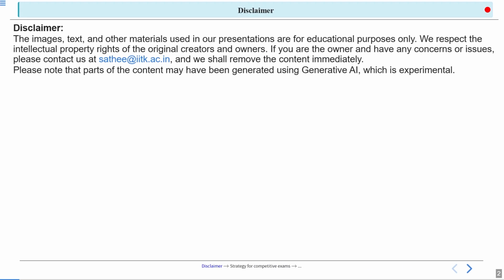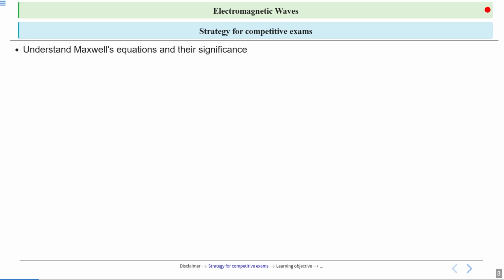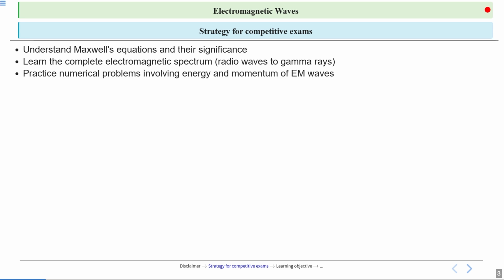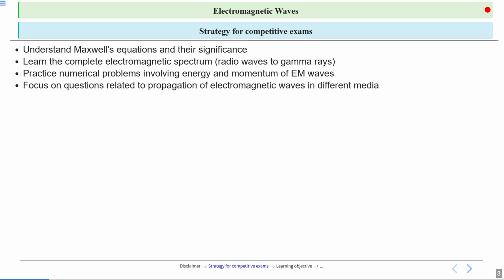So, this is the disclaimer. Strategy for competitive exams for this chapter, electromagnetic waves: you have to understand Maxwell's equations and their significance. Learn the complete electromagnetic spectrum, radio waves to gamma rays. You may have learned this electromagnetic spectrum in chemistry also. Practice numerical problems involving energy and momentum of EM waves. Focus on questions related to propagation of electromagnetic waves in different media.